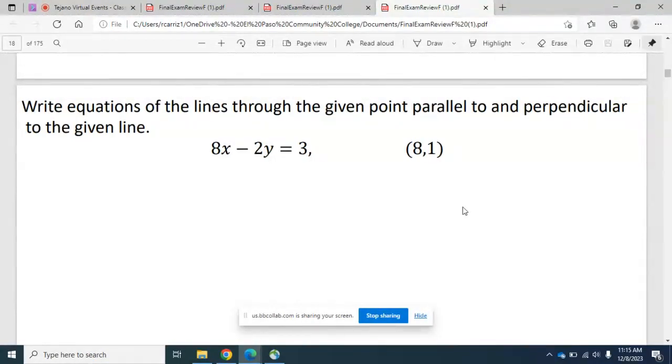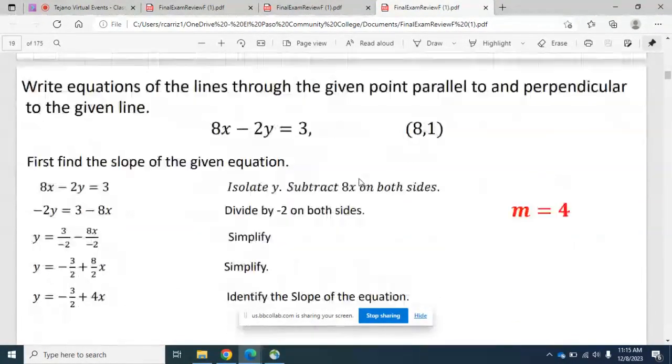The most important thing for us to find out if a line is parallel or perpendicular is that we need to know its slope. The equation that they're giving us is in general form, so it doesn't tell us much. So the first step that I would do is convert this equation into slope-intercept form so I can see what the slope is, okay?